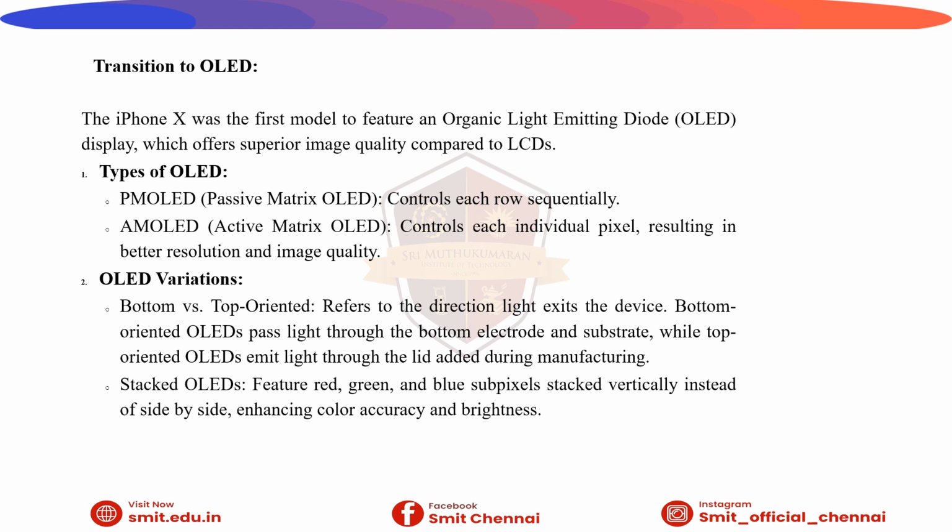And the OLED variations are bottom oriented OLED, top oriented OLED, and stacked OLED. These are the variations we have under OLED. Bottom oriented means light passes through the bottom layer. Top oriented means light exits through the top layer. And stacked OLED means RGB layers are stacked vertically, so each pixel features a red, green, and blue subpixel stacked vertically instead of side by side. It enhances the color accuracy and brightness.